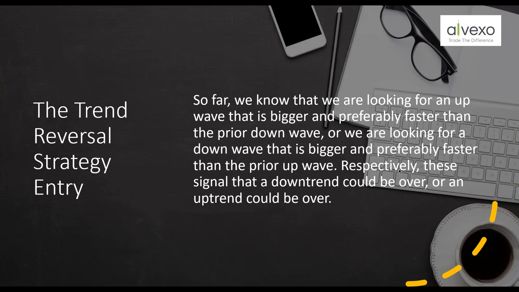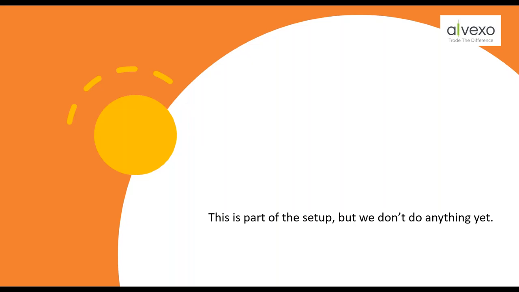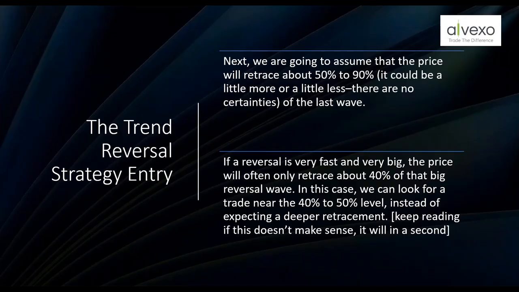So far, we know that we are looking for an up wave that is bigger and preferably faster than the previous down wave. This is part of the setup, but we don't do anything yet. Next, we are going to assume that the price will retrace about 50 to 90% of the last wave. It could be a little bit more, a little bit less, but there are no certainties. Fibonacci retracements help you a great deal. If a reversal is very fast and very big, the price will often only retrace about 40% of that big reversal wave. In this case, we can look for a trade near the 40 or 50% level instead of expecting a deeper retracement.